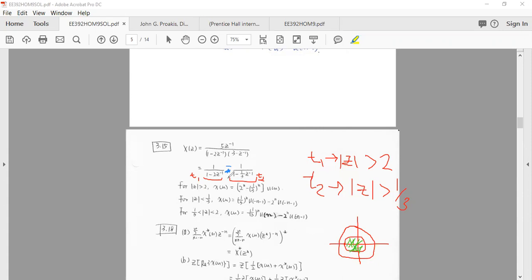Now, the anti-causal signal for this particular term is going to give me 1/3 to the power of n. It was negative 1/3 earlier, but because of this negative, it has changed into positive. So it will be positive 1/3 to the power of n, u of negative n minus 1. So this is the term that we get for the anti-causal signal of the Z transform we have.